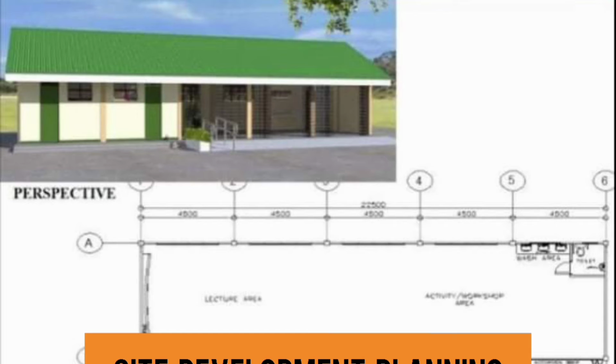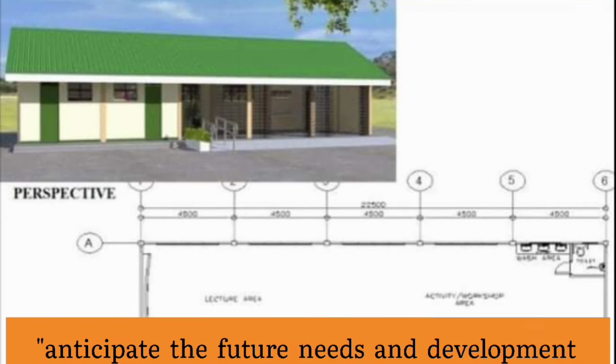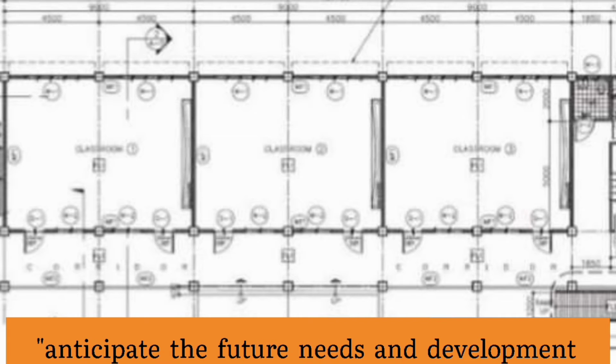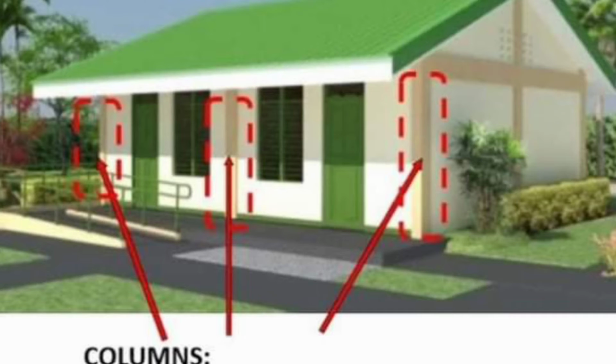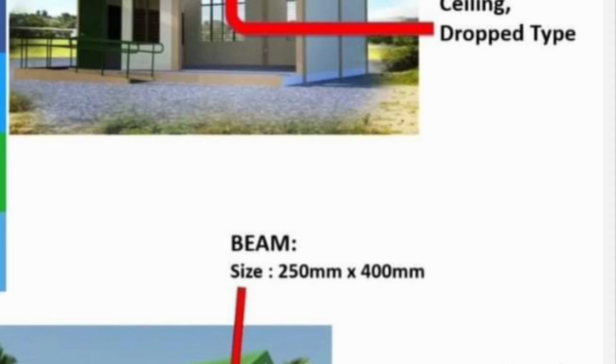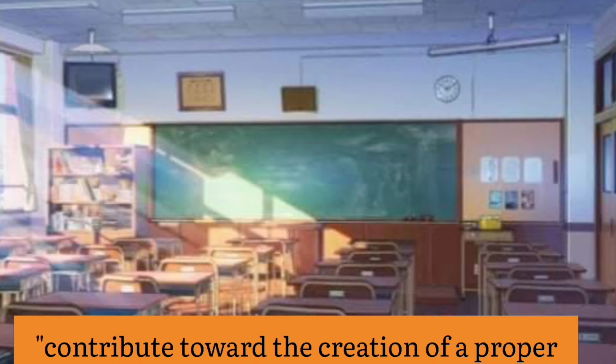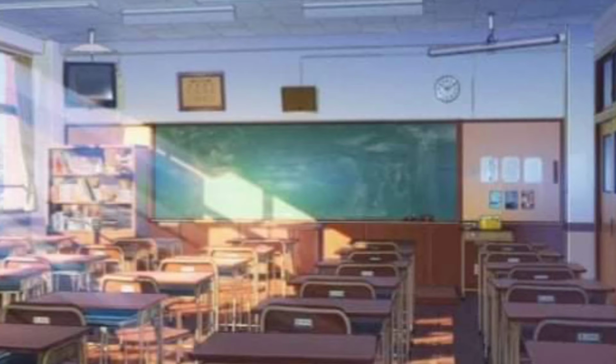Site Development Planning. The purpose of site development planning is to anticipate the future needs and development of a school in terms of physical facilities and to contribute towards a conducive teaching-learning environment. The aim of site development planning for any school is to contribute toward the creation of a proper teaching-learning environment.